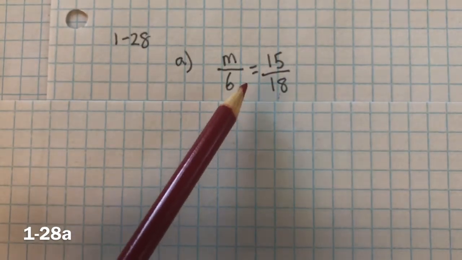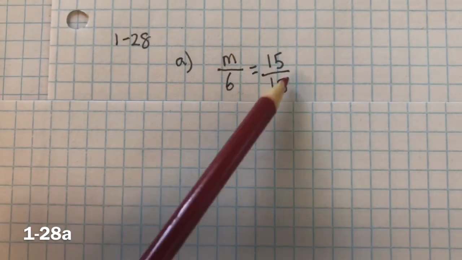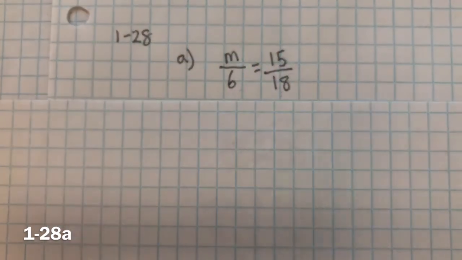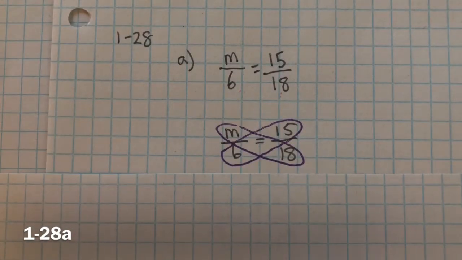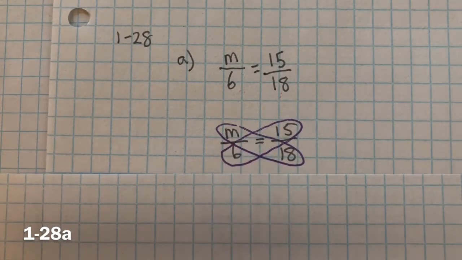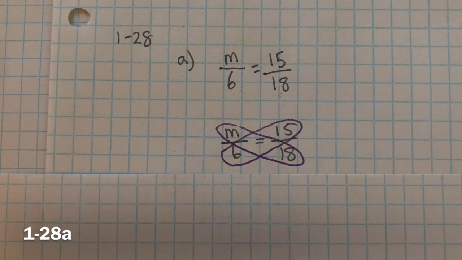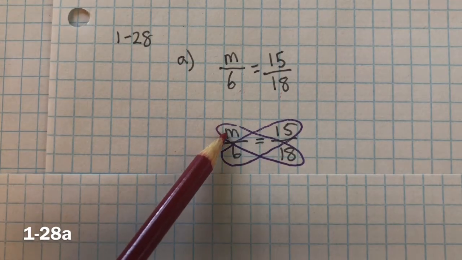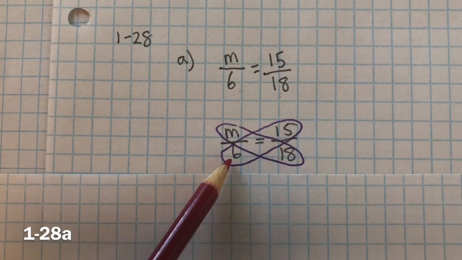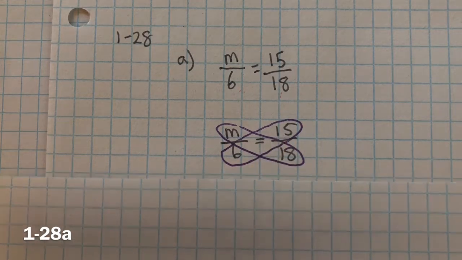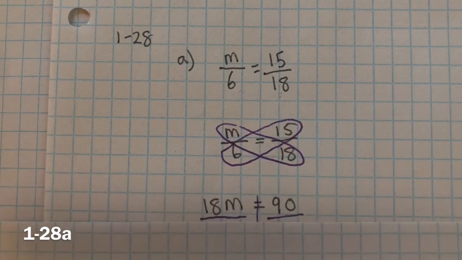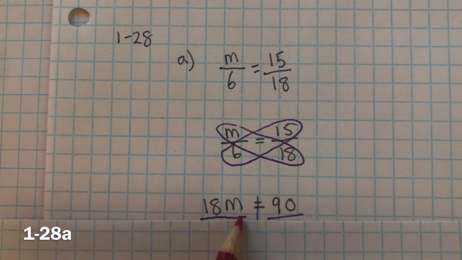In A, we're going to solve this equation by cross-multiplying. Some people have called this the butterfly method. So m multiplied by 18 and 6 multiplied by 15. M multiplied by 18 is 18m. 6 multiplied by 15 is 90.